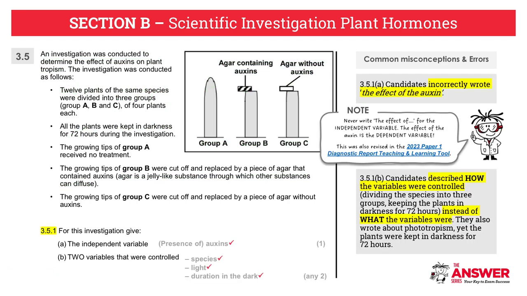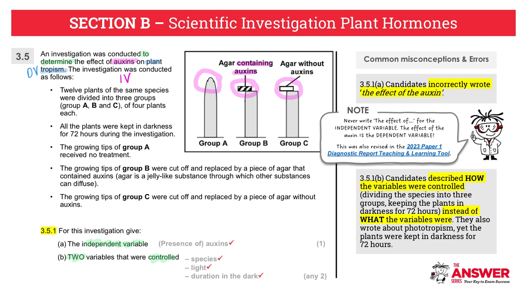So question 1 for this investigation: give the independent variable and 2 variables that were controlled. Now, to determine an independent variable, you always go to the aim of the investigation. It says, to determine the effect of auxins on plant tropism. So if we then look at the pictures, the only thing that is different between them is the presence of the growth tip and how that affected the auxin concentration.